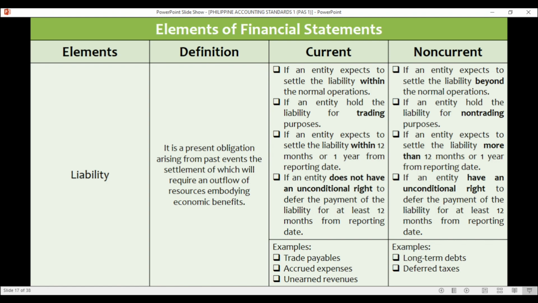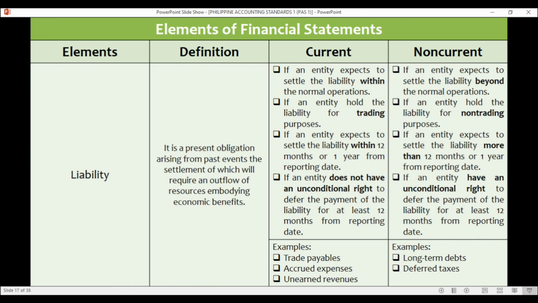If an entity holds the liability for trading purposes, then it is current. Otherwise, if non-trading, then it is non-current. If an entity expects to settle the liability within 12 months or 1 year from the reporting period, then it is current. If beyond or more than 12 months or 1 year, then non-current. And also, if and only if an entity does not have an unconditional right to defer the payment for the liability for at least 12 months, then it is current.